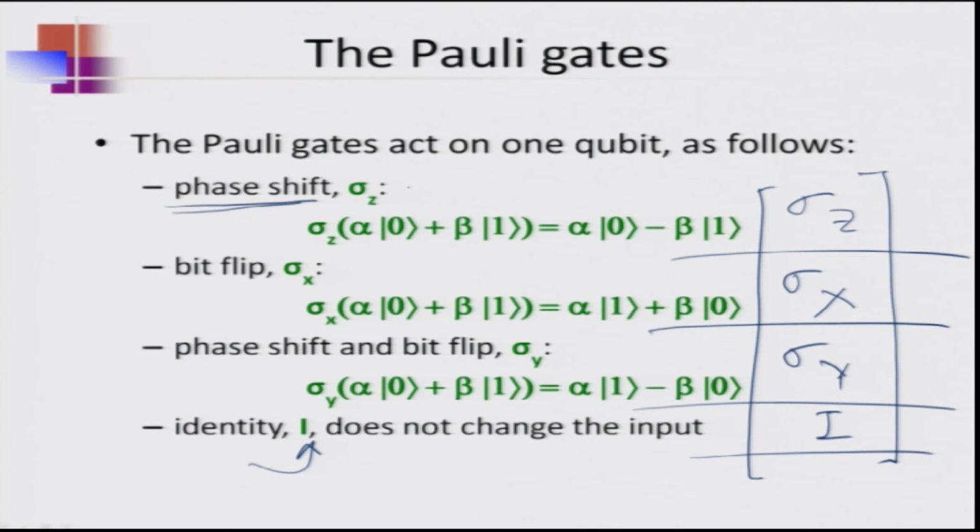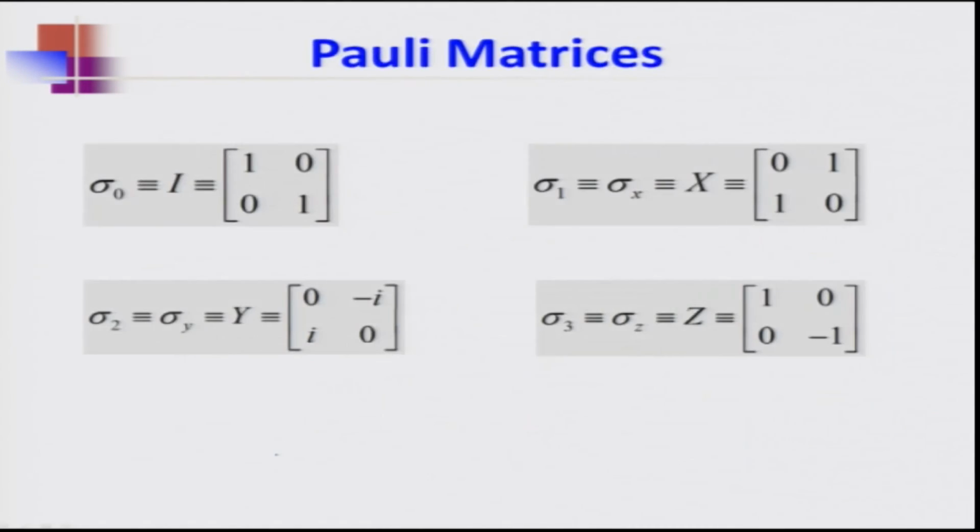So, you can see this and understand that z, sigma z, is only one dimension, that is only phase shift. If you do a bit flip, that is along the x axis. If you do both phase shift and bit flip, which means that you are doing y, which is a composite of Z and X, you will find this, and the identity does not do anything, but this is necessary to complete the gate set. So, that is what the Pauli gates are.